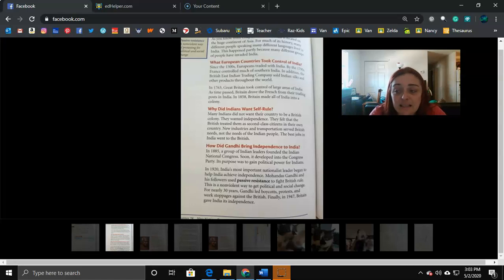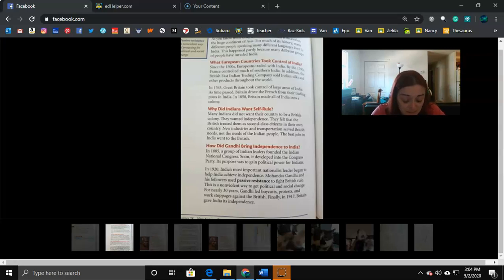So why did the Indians want self-rule? Many Indians did not want their country to be a British colony. They wanted independence. They felt that the British treated them as second-class citizens in their own country. New industries and transportation served British needs, not the needs of the Indian people. The best jobs in India went to the British.